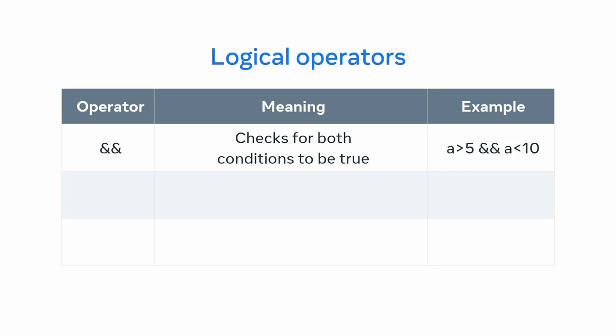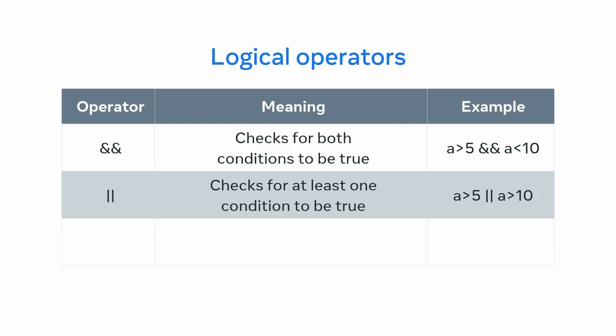Logical operators are used in JavaScript to determine if something is true or false. For example, the logical operator named AND, which you can use to check that two or more conditions are true. Imagine you had a variable named a, and you wanted to check that its value is greater than 5 and less than 10. For this to be satisfied, both statements must be true.